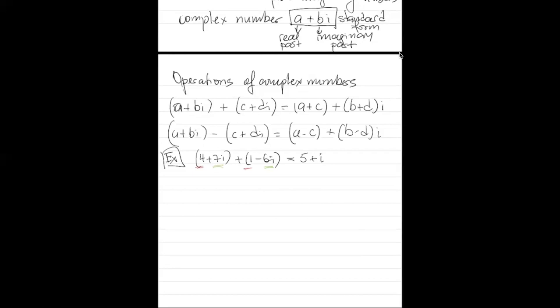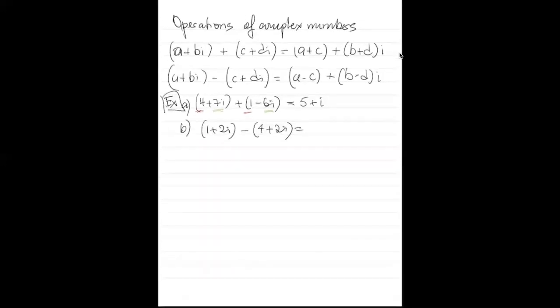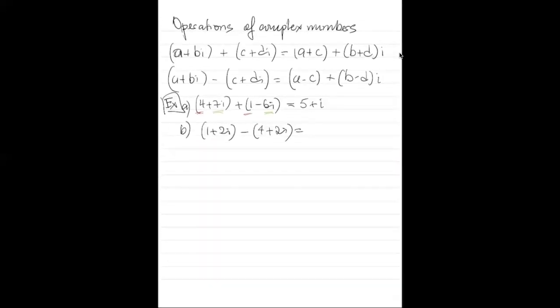So let's call this part A. Part B, 1 plus 2i minus 4 plus 2i. You have to be careful with the subtraction because we can't just ignore the parentheses. So what I would do is write the first complex number the way it is without the parentheses, then distribute. So minus 4 minus 2i, and then combine like terms. So 1 minus 4 is negative 3, and 2i minus 2i cancel. So you just get negative 3.